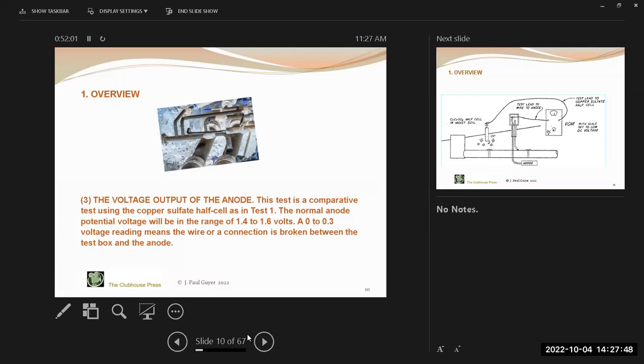So the normal anode potential voltage that you measure with this test needs to be in that range of 1.4 to 1.6 volts. If the voltage that you read is in the range of 0 to 0.3 volts, that means something's broken. A wire is broken or a connection is broken. Identifying those breaks so that they can be repaired is what you are doing.